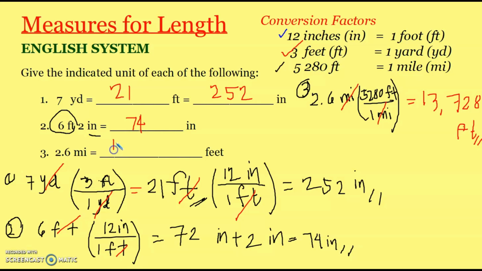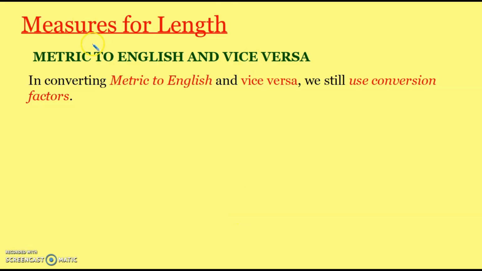So we have here 13,728. So that's it for the conversion of English to English. Okay? Okay, so this time we have the metric to English and vice versa. Same thing with the English to English conversion, in converting metric to English and vice versa, we still use the conversion factors.